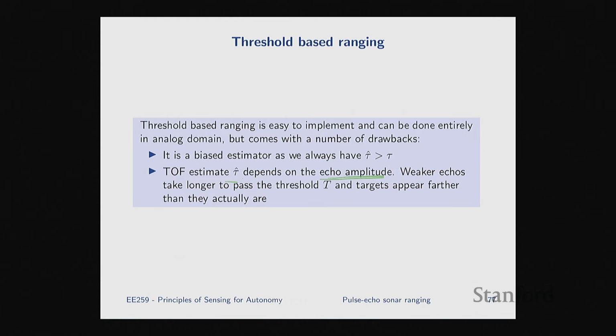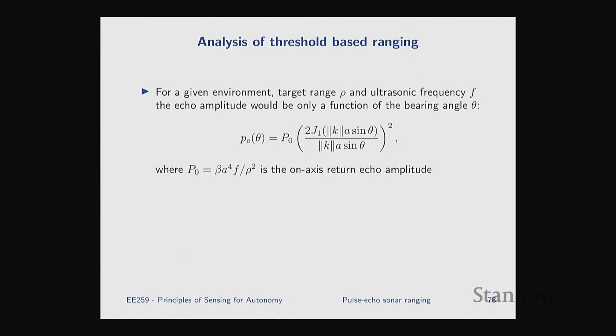And with this type of detection, weaker signal means bigger error in your ranging estimate. So let's study that. I think it's important to understand how serious, especially that bearing angle dependency of the ranging error is for this type of detector. So to do that, we need a signal model.